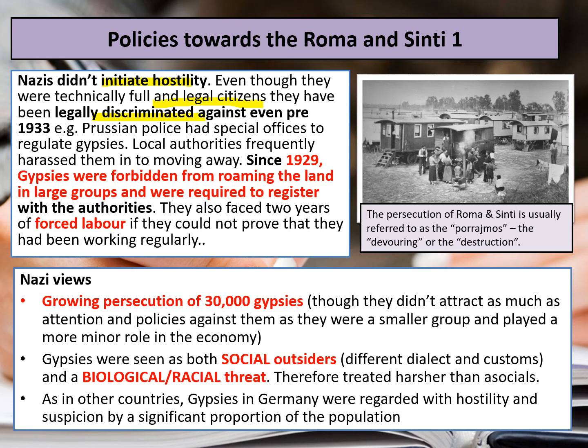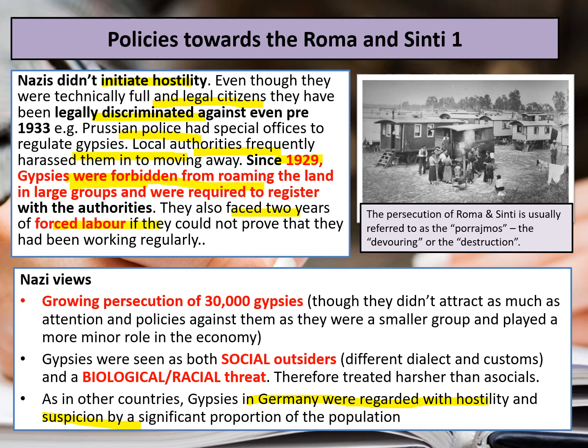For instance, the Prussian police in particular had special offices to try and regulate gypsies, and local authorities frequently harassed them into moving away. And even since 1929, during the Weimar Republic, gypsies were forbidden from roaming the land in large groups and were required to register with the authorities. They could also face 2 years of forced labour if they couldn't prove that they'd been working regularly. So they were a group that was persecuted, and a group that was generally regarded by ordinary Germans with hostility and suspicion, and therefore the Nazis were able to get away with some horrendous policies towards them, again without opposition.